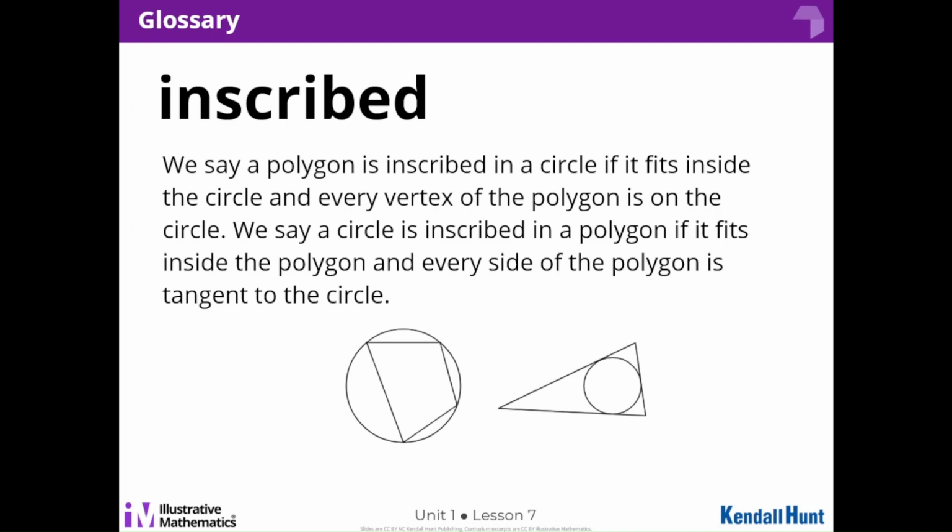The next glossary term is inscribed. On the left, we have an example of a polygon that is inscribed inside a circle. In order for this to be true, all 4 vertices or corners must be touching the circle. On the right, we have an example of a circle inscribed inside a polygon. And for this to be true, every side of the polygon must touch the circle in exactly 1 point.